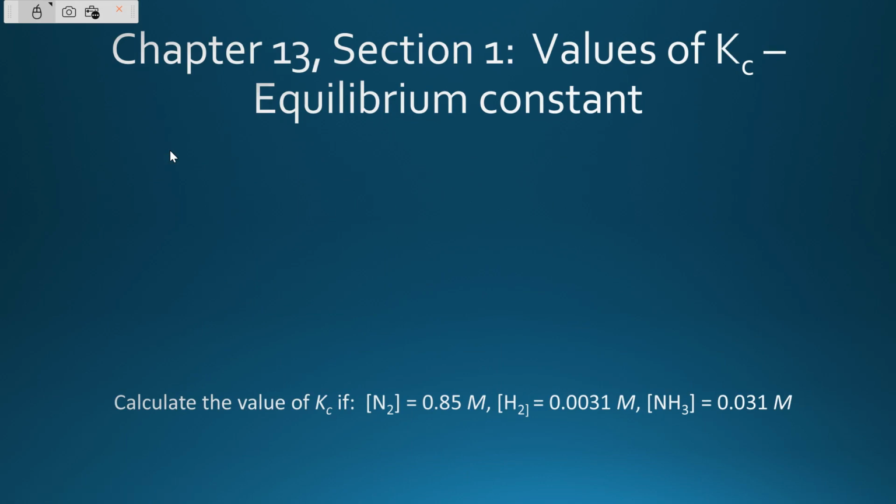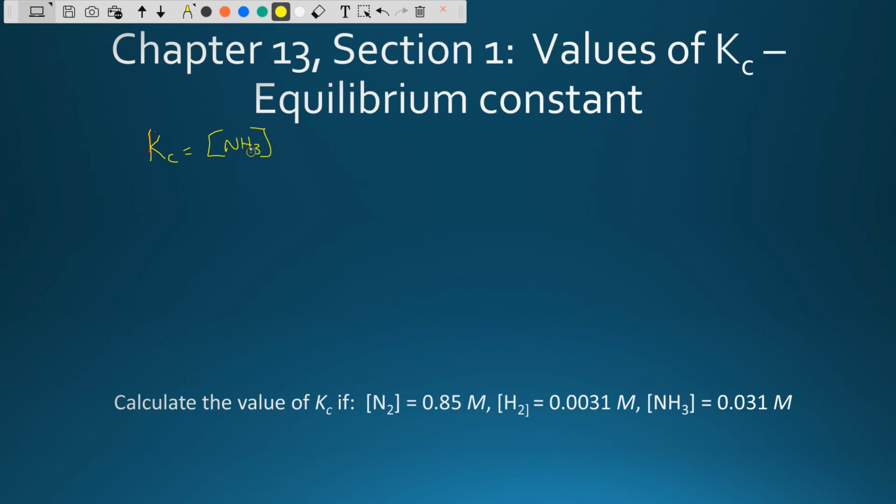Let's calculate the value of this equilibrium, the Kc, if you will, if N2 is this and so on. So remember that my equilibrium constant is going to be my product, my ammonia, to the second power, over my nitrogen to my first power, and my hydrogen to the third power. All right, so we just plug in values, don't we?